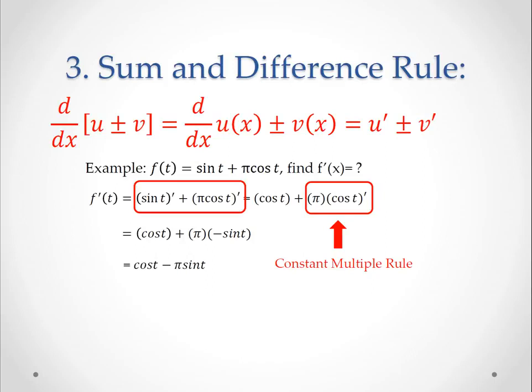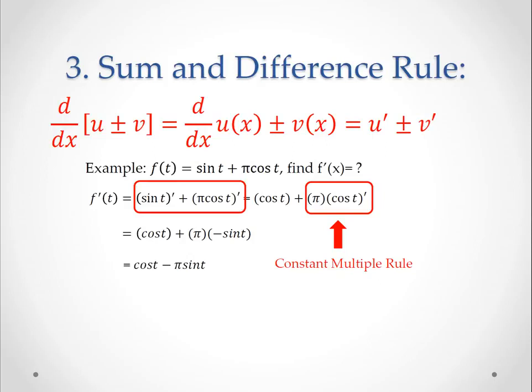Let me show you an example. For example, f of t is equal to sin t plus pi times cosine t. So what is f prime of t equal to? The function f prime of t is equal to the derivative of a sum, as we can see. So we can first consider the derivative of the first part, which is sin t. The derivative of sin t is cosine t.